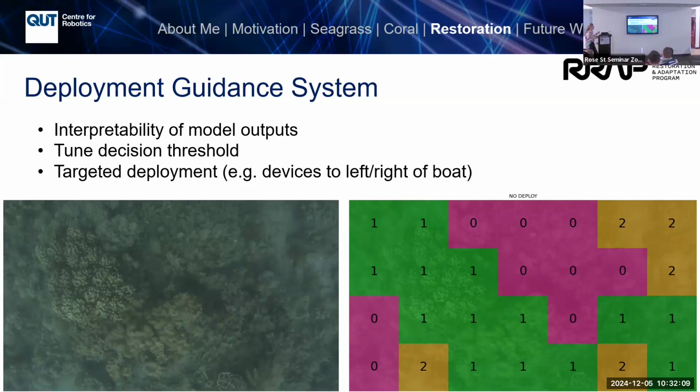And then as we move forward, using the patches as well is nice because it means that we can do deployment off either side of the boat based on whether one half of the image is more suitable for deployment than the other, for example.